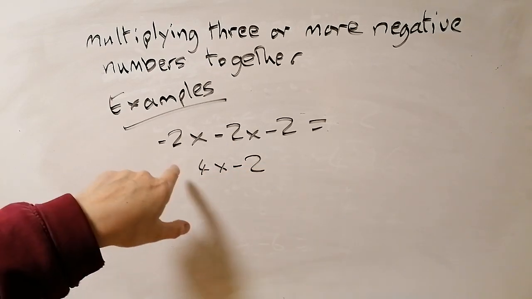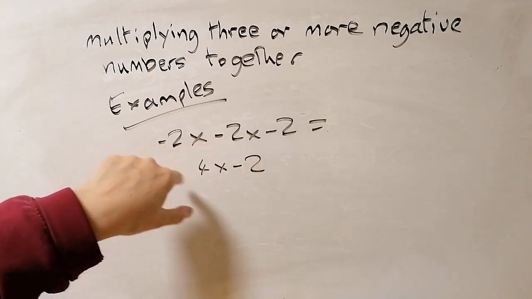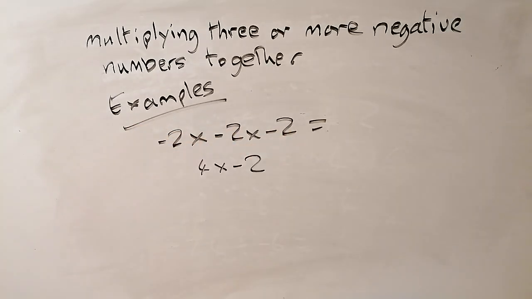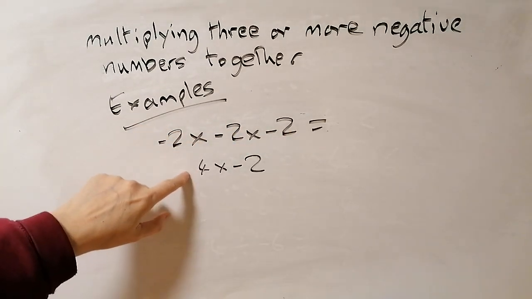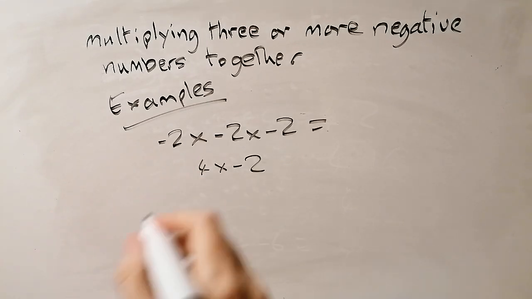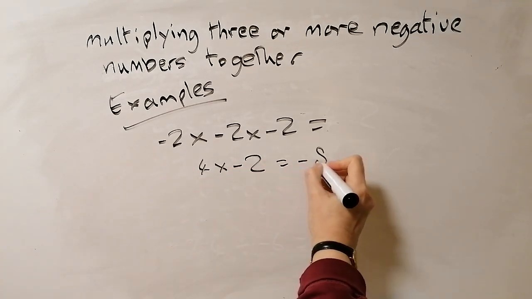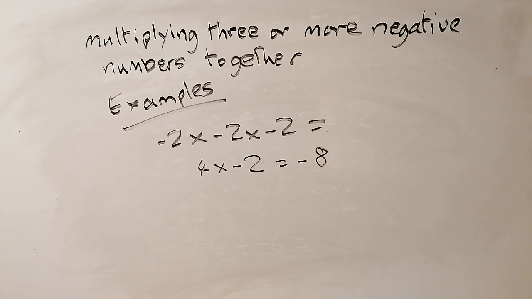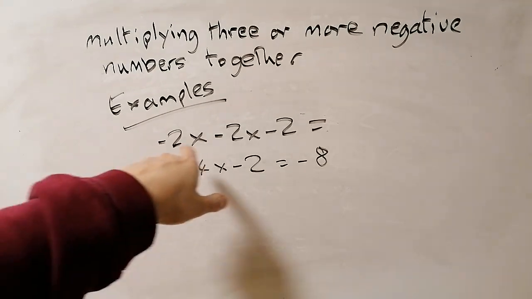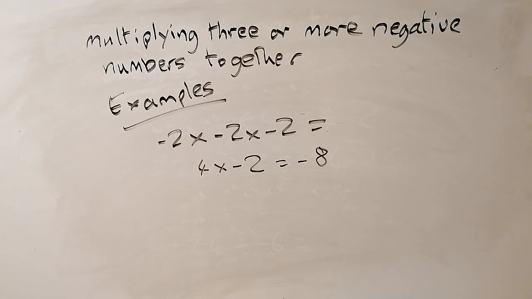And then we've got to multiply the answer to this section by another minus 2. So a plus, which is plus 4, times a minus 2 is equal to minus 8. So we're going to get a minus answer because we've got 3 numbers here that are all negative.